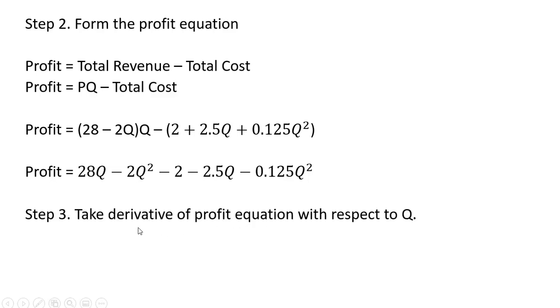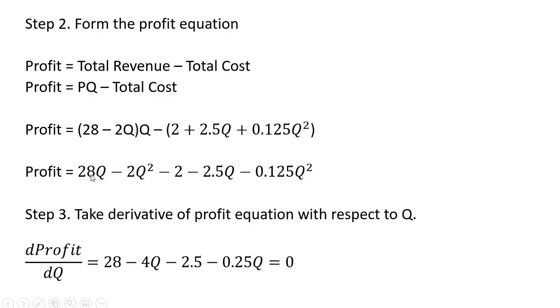Step 3 is we're going to take the derivative of the profit equation with respect to Q, and we'll set that derivative result equal to 0. The derivative of 28Q is just 28. The derivative of minus 2Q squared, 2 times 2, the exponent times the 2 in front is where the 4 is coming from. And then we subtract 1 from that exponent, leaving us with Q raised to the power of 1, or just Q. The derivative of minus 2 is 0, so we don't have to show that.